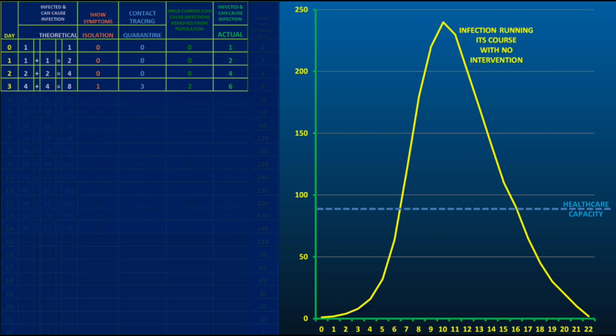On day 3, 4 mice infect 4 more, and a theoretical total of 8 mice can carry the virus onto the next day to continue spreading the infection. But something new happens on day 3.